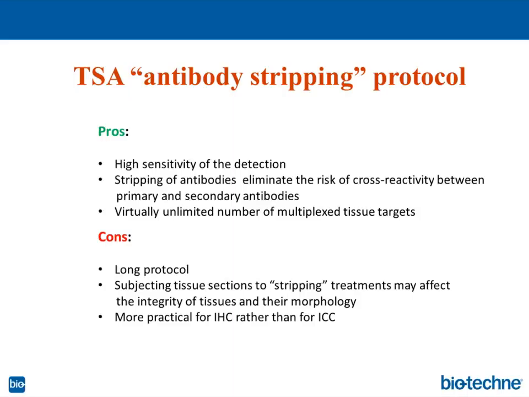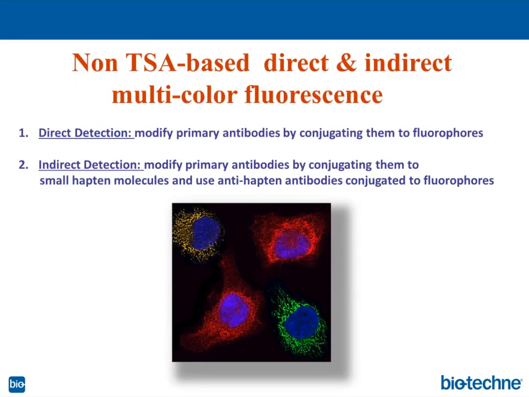And this protocol is more practical for IHC to stain tissue sections rather than for ICC using cells, because when we strip these antibodies, cells are more vulnerable to destruction, and we pretty much can lose the material from our slides and then end up with nothing there.